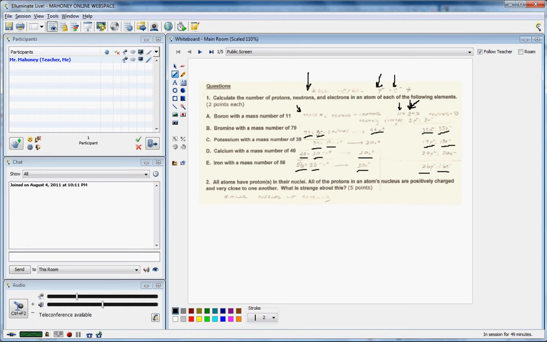All atoms have similar protons in their nuclei. All the protons in an atom's nucleus are positively charged and very close together. What is strange about this? What is strange is that they're similar charges, but that they're not repelling each other. Because we usually see that like charges are going to repel each other, but these are actually coming closer together. They're condensing down in the nucleus, and they're staying there. So that's what's kind of strange that we've got going on here, that they meant by that.